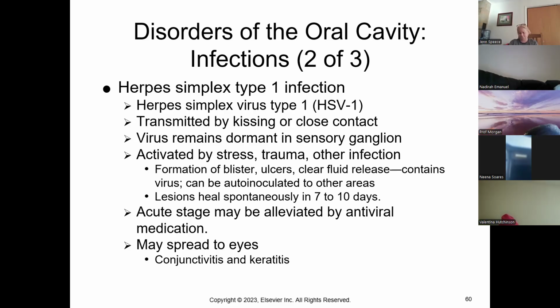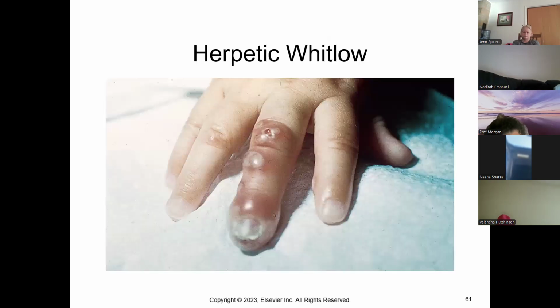Recurrences are common here. In immunosuppressed patients, they can develop lesions in the oral cavity and the pharynx. HSV-1 is often present in the saliva for some time after the vesicle is healed. That doesn't mean the person's not contagious. All right, I'm going to stop there. That is slide 60. This herpetic whitlow, let me just talk about that real quick. Look at that picture of the finger.